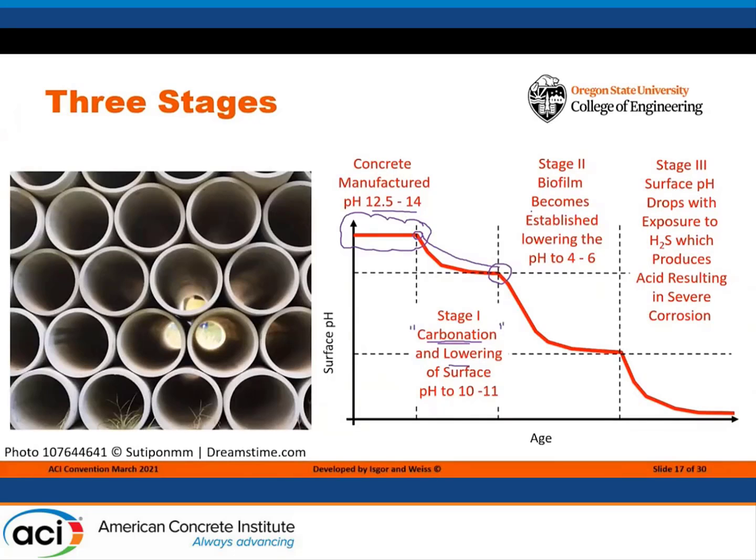The second stage really starts to refer to where the biofilm starts to attach on the system. So it's really at this point where we start to see the bacteria and the biofilm really attaching at the surface. And once it starts to attach, once it starts to become established, we'll see the pH drop from about 10 down to a pH of about 4 to 6. It's really in this final stage where we start to see massive losses of the concrete thickness as a function of time. So let's dive into this a little.